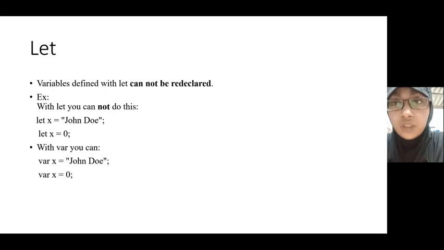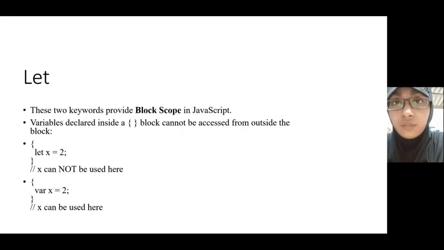Now let us discuss the const one. Before discussing const, let and const provide block scope in JavaScript. Variables declared inside a block cannot be accessed from outside the block. Let x equal to 2, and the x variable cannot be used outside of the block, whereas x can be used here because it is defined using var.